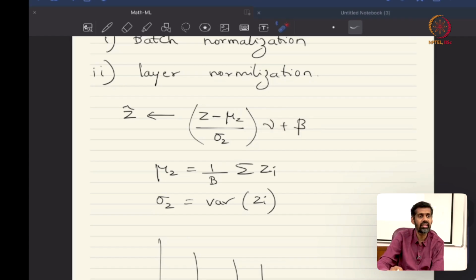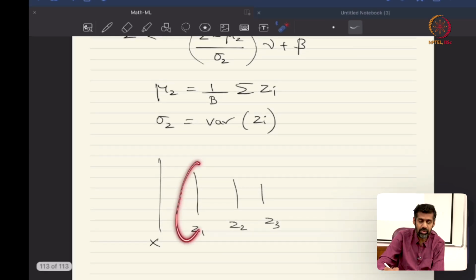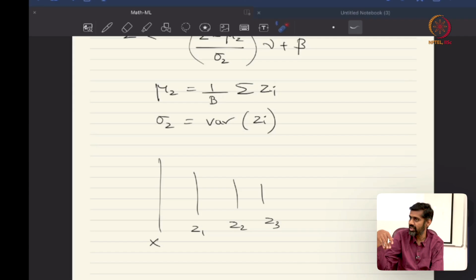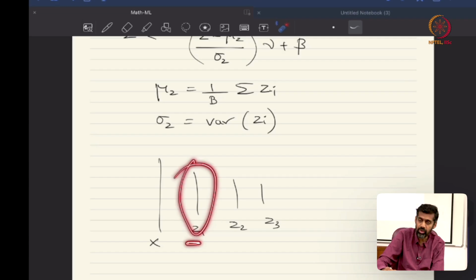Why is this done? Do you see this as a regularizer first of all? Why is this a regularizer? Because I am restricting what values this z1 can take after it goes. I am subtracting the mean and scaling with the variance. Why is this done? It is done to ensure that the distribution of this z1 before it goes to the next layer has 0 mean and unit variance.